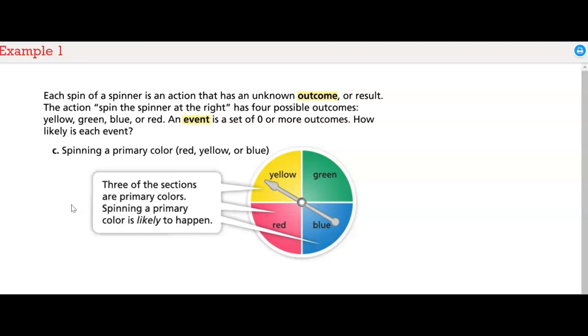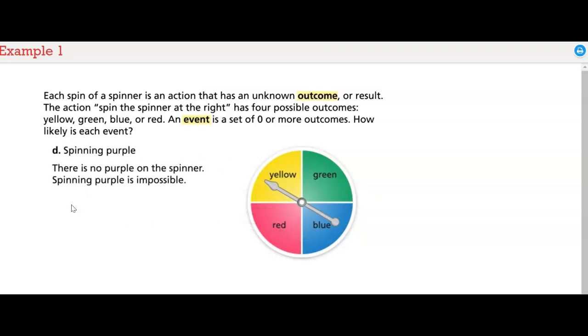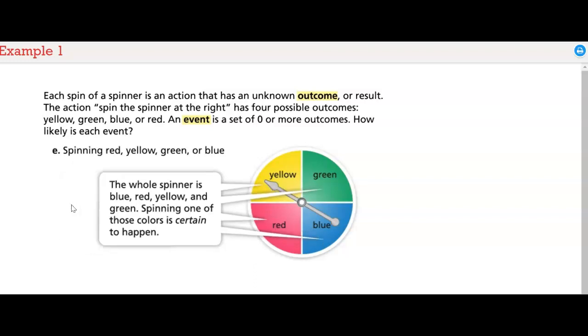Three of the sections are primary colors. Spinning a primary color is likely to happen. There is no purple on the spinner. Spinning purple is impossible. The whole spinner is blue, red, yellow, and green. Spinning one of those colors is certain to happen.